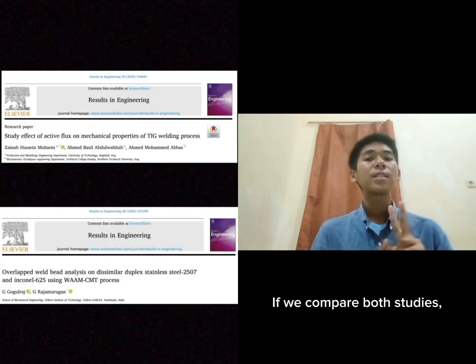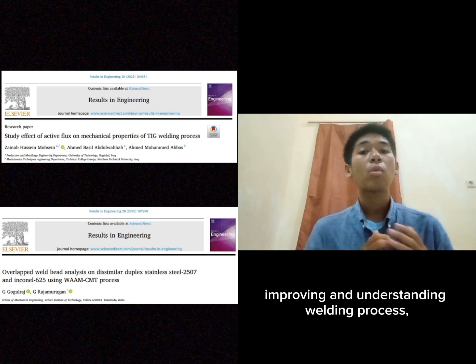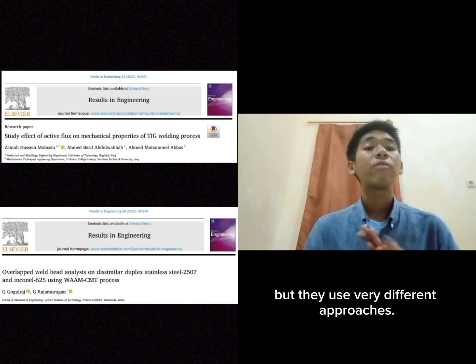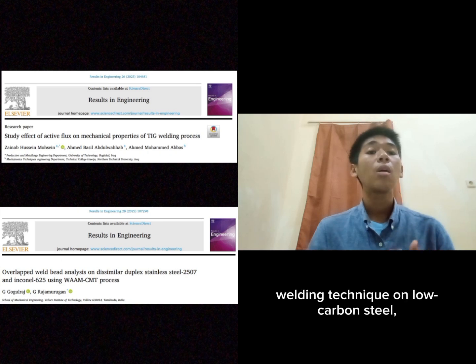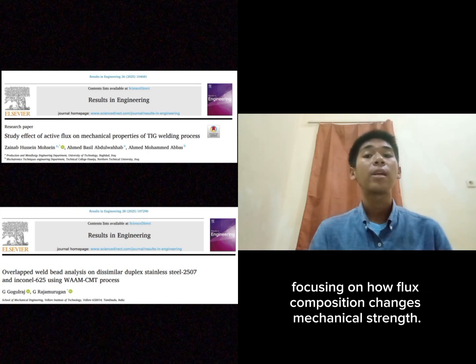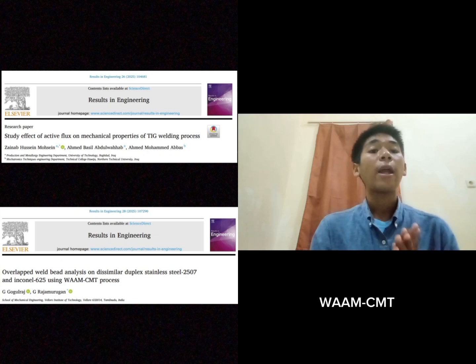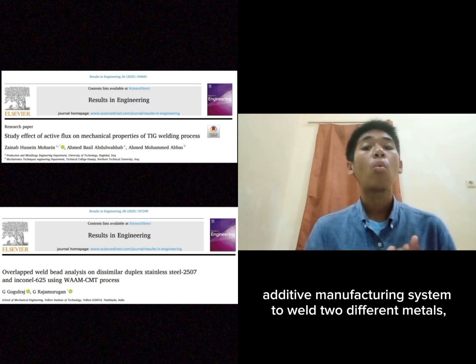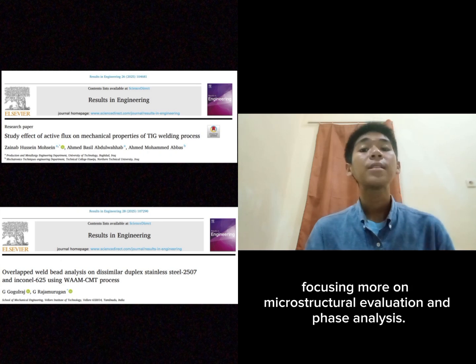If we compare both studies, they share the same general goal, improving and understanding the welding process, but they use very different approaches. The first article used a traditional TIG welding technique on low-carbon steel, focusing on how flux composition changes mechanical strength. Meanwhile, the second article used a robotic WAAM CMT additive manufacturing system to weld two different metals, focusing more on microstructural evaluation and phase analysis.